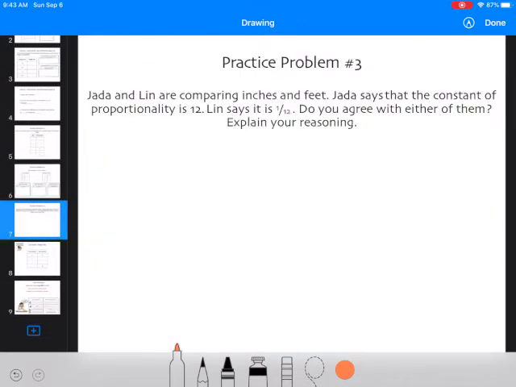proportional relationship rate. Jada and Lynn are comparing inches to feet. So I know there are 12 inches in 1 foot. Jada says the constant of proportionality is 12. Lynn says it's 1/12. Do you agree with either of them? Explain your reasoning. Well, let's go the other way. If there are 12 inches in 1 foot, that means 1 inch is equal to 1/12 of a foot. So do I agree with them? Yes, I agree with both.